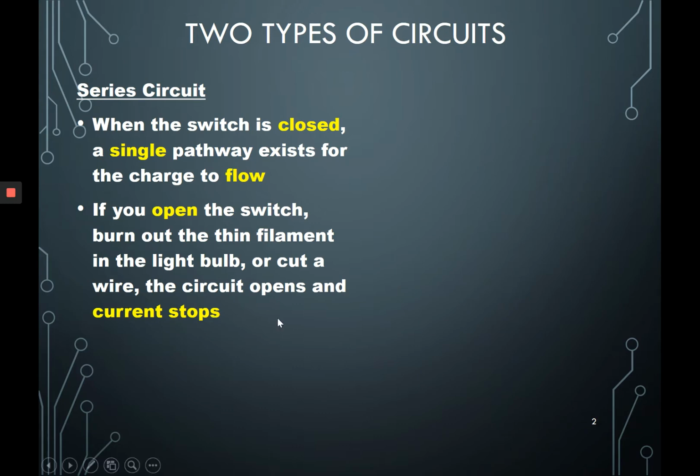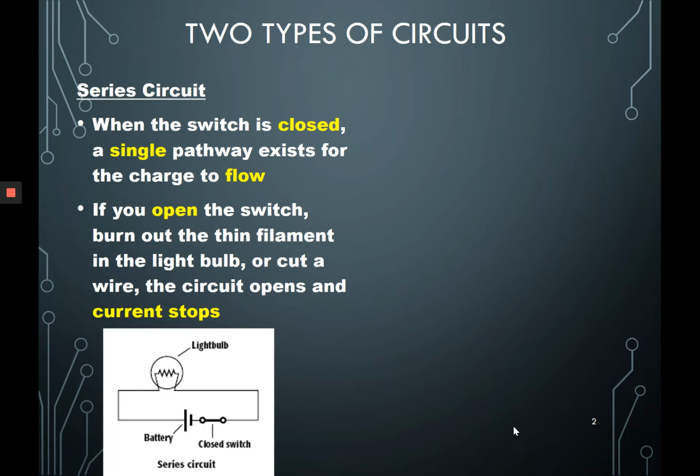This is the reason why a lot of times in decorative lighting and holiday lighting, if one bulb goes out, the rest of them will go out. And it's because it's basically opening up the circuit. So if you start here at the positive terminal of the battery and you follow it along, you're not going to have a choice about which path to take. There's only one path for these charges to flow around. So here's the thing: if one bulb goes out, the rest go out. Again, like your holiday lighting, that happens.